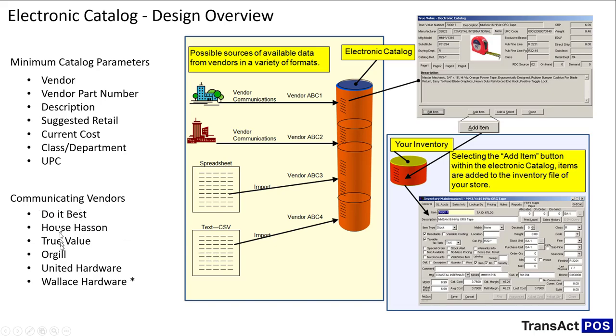Other communicating vendors are listed here, some yet to be added or in process, but this is what builds this information. Once that information is presented into the catalog, a simple selection of an add button when you locate that item in the catalog will add it to inventory. These items are separate from your inventory items. These are only purchase items that you have. Catalog all the other available products from your complete vendor line that you have. So there's the general structure of the electronic catalog.